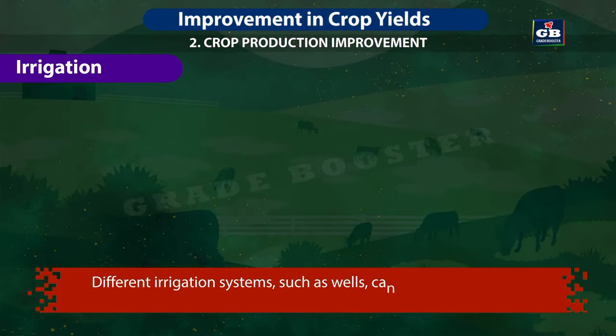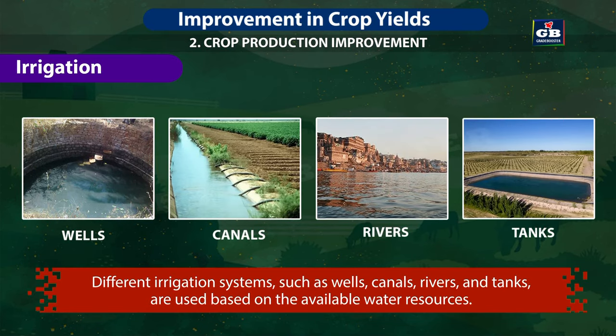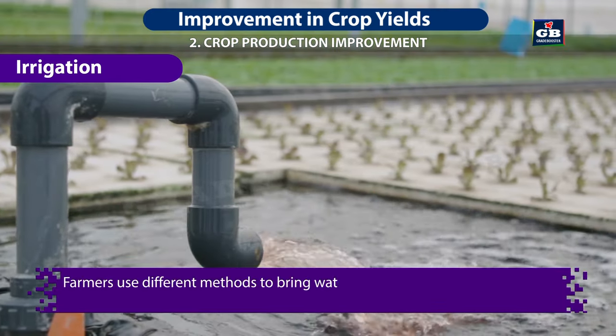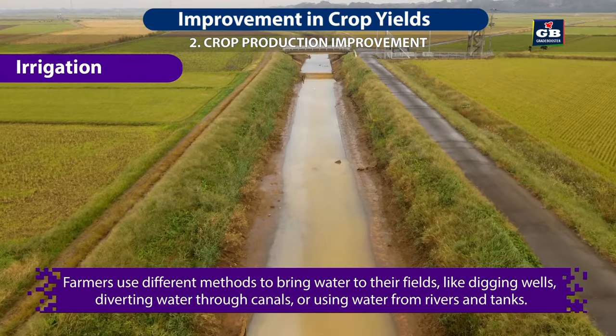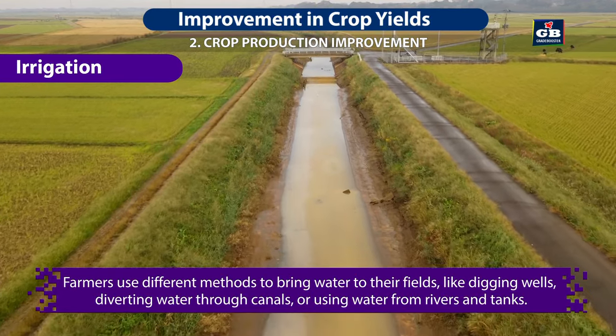Different irrigation systems such as wells, canals, rivers, and tanks are used based on the available water resources. Farmers use different methods to bring water to their fields, depending on what water sources are around, like digging wells, diverting water through canals, or using water from rivers and tanks.